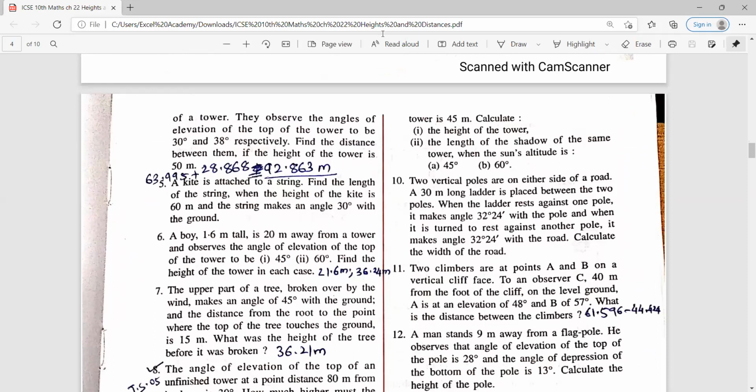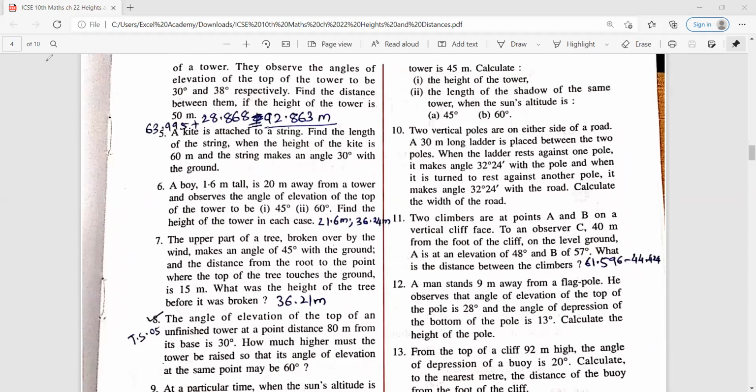I will draw the diagram here. You can do the calculations. The diagram will look like this. The sun is here. This is the tower. This is the ground. So the sun's rays will come like this. This will be the shadow. Understood? This is the shadow and this is the tower.